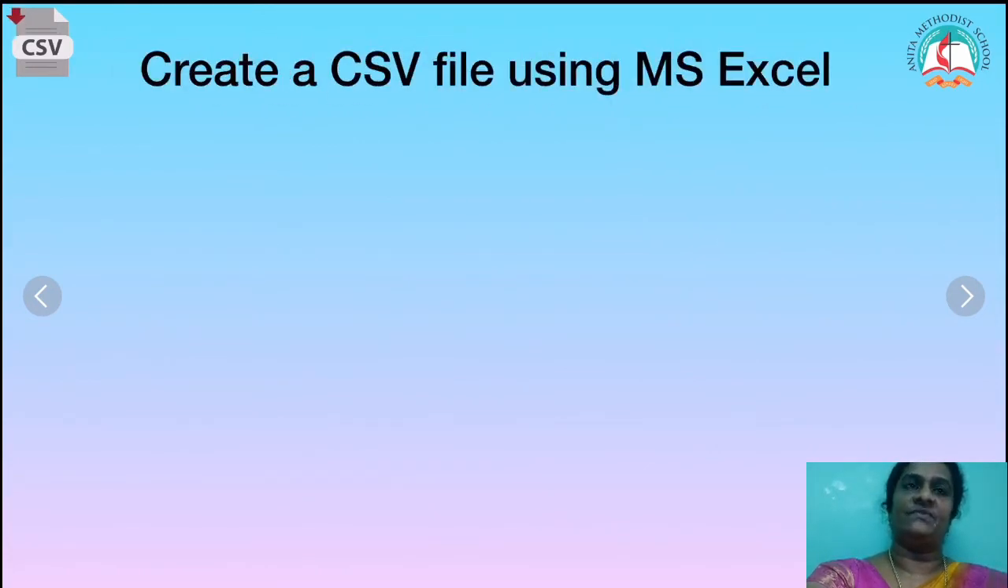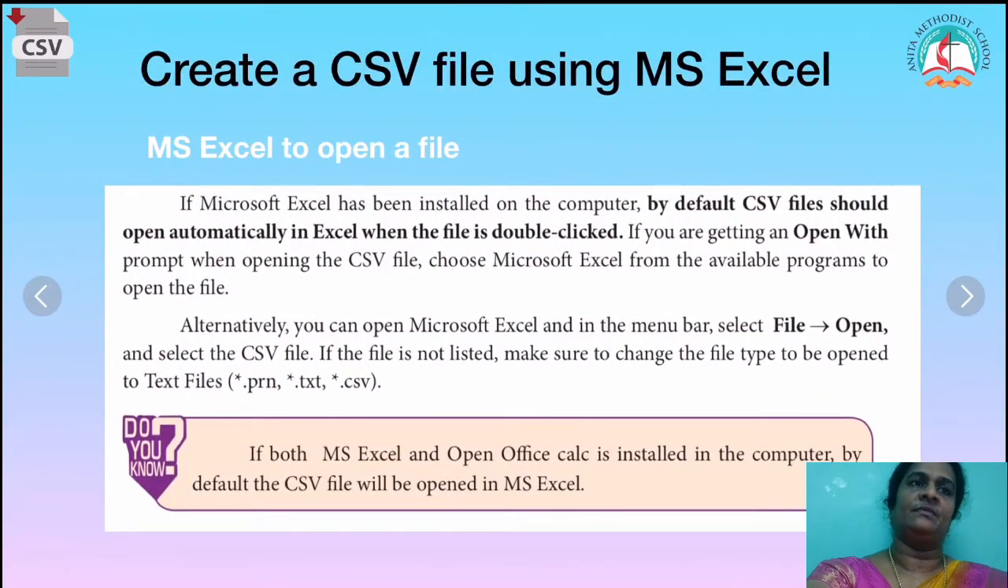Create a CSV file using MS Excel. So, how are we going to use MS Excel to open a file? Okay. See here, Microsoft Excel has been installed on a computer. For example, if you have installed Microsoft Excel in a computer, by default the CSV file will automatically open. So alternatively you can open it. If it is not opening, then what you should do is use File, Open and select the CSV file.